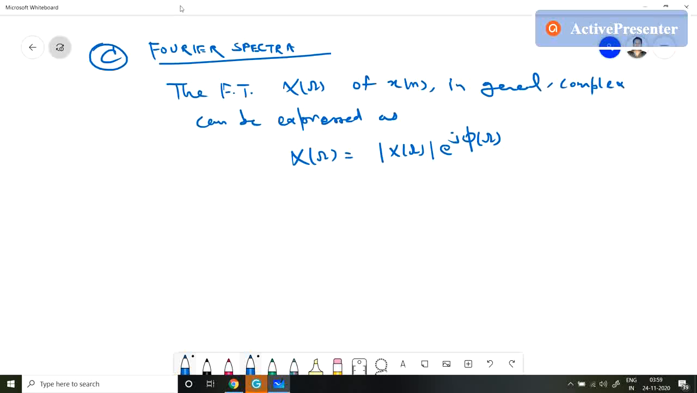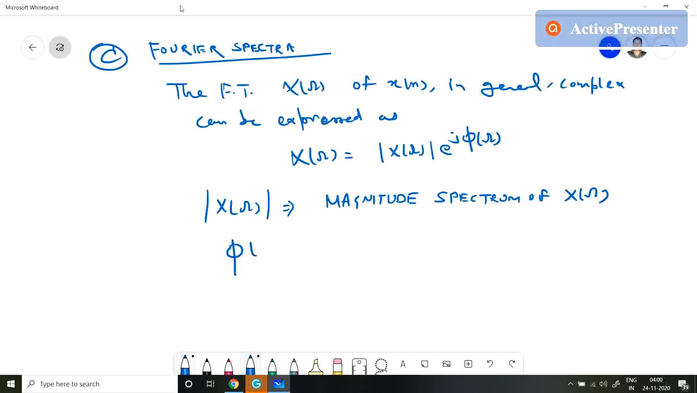As in the case of continuous time, the Fourier transform X(Ω) of a non-periodic sequence x[n] is the frequency domain specification of x[n] and is referred to as the spectrum of x[n]. We have two types of spectrum. One is called the magnitude spectrum of X(Ω), and φ(Ω) is called the phase spectrum of X(Ω).